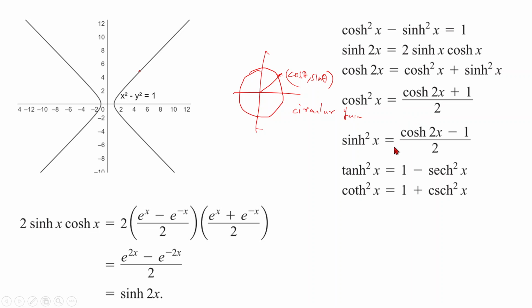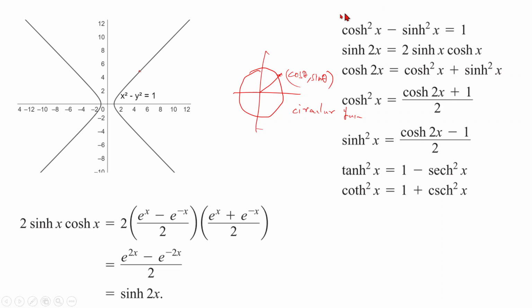Now divide both sides by cosh square x. This one we will get what? 1 minus tanh square x equals sech square x, whatever you get. Similarly, if we divide this one by sinh square x, you will get this one. Agreed?